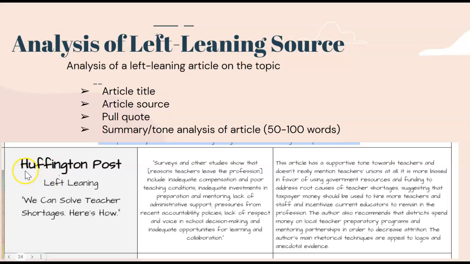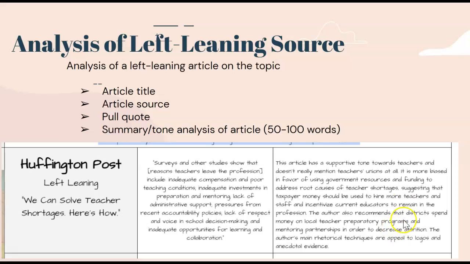For example, this article comes from the Huffington Post, which is a very left-leaning source. It's titled, "We Can Solve Teacher Shortages, Here's How." The quote that's pulled out for this reads as follows. Surveys and other studies show that reasons teachers leave the profession include inadequate compensation and poor teaching conditions, inadequate investments in preparation and mentoring, lack of administrative support, pressures from recent accountability policies, lack of respect and voice in school decision-making, and inadequate opportunities for learning and collaboration. This is pulled directly from the article.